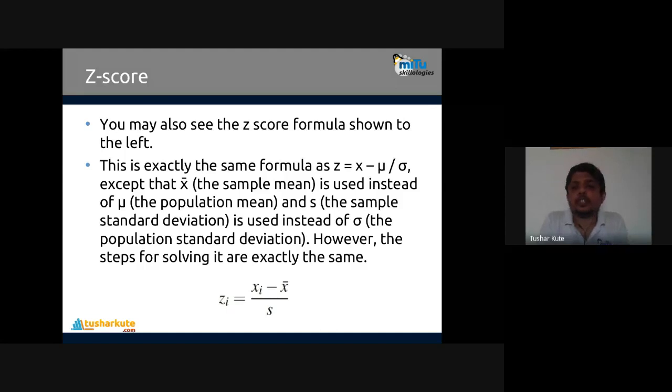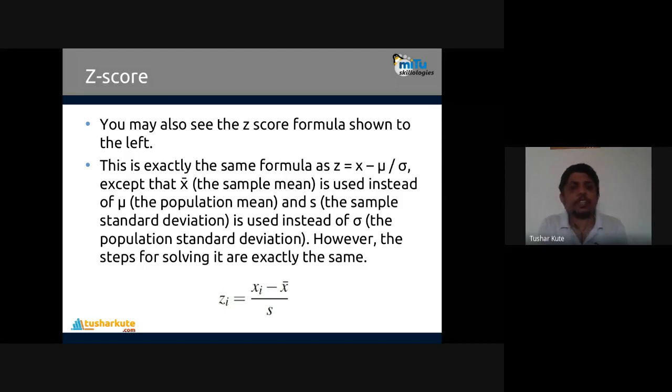Now, you may also see the Z score formula shown on the left, as you can see here. This is exactly the same formula, Z is equal to x minus mu divided by sigma, except that x bar, the sample mean, is used instead of mu, the population mean. Remember, the population means the whole population and the sample means some sample of data, so their means are taken there.